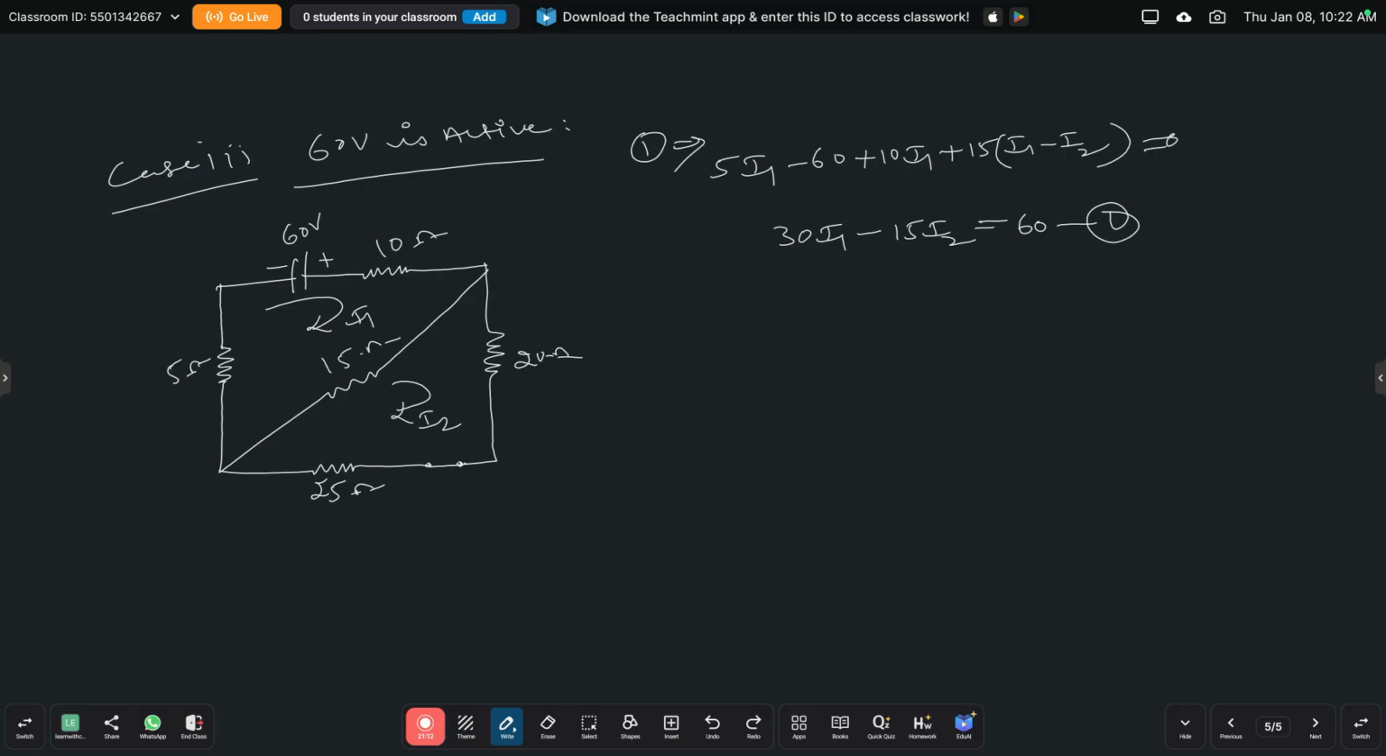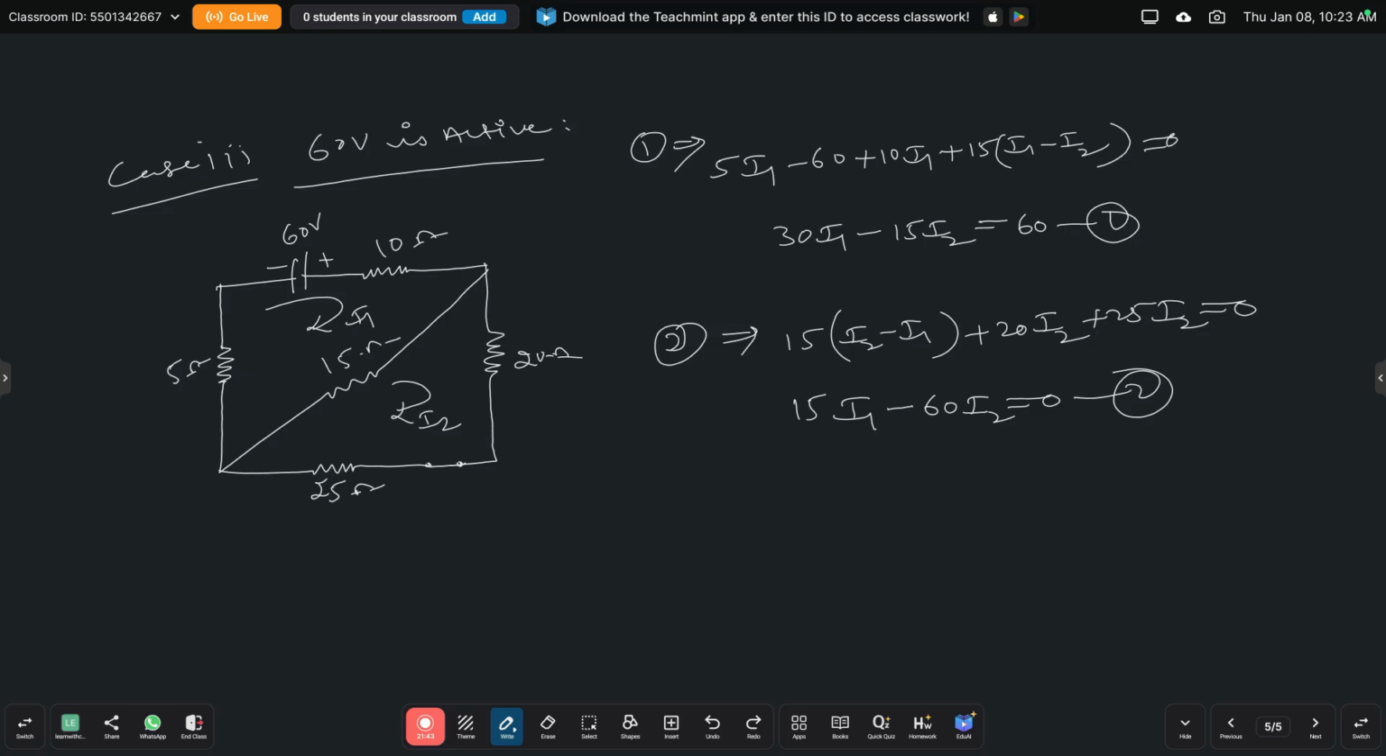So in the same way, just apply the mesh analysis to the loop 2. So then we get the equation 2 as 15 of I2 minus I1, next 20 I2 plus one more resistance 25 I2 is equal to 0. So by simplifying these equations, we get 15 I1 minus 60 I2 is equal to 0. This is the equation 2. So now on solving these two equations 1 and 2, we get I1 and I2.